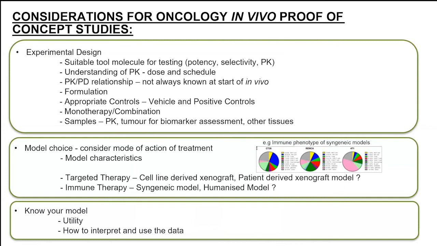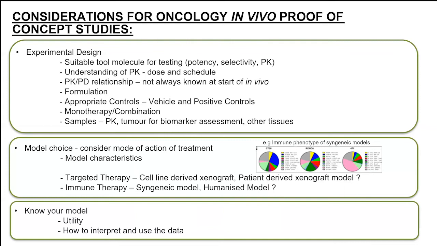Formulation, you want to have a stable formulation for chronic dosing. You want to start to think about controls, what vehicles you need to include, and then positive controls. Do you want to look at your agent against standard of care in a particular disease type within oncology? And also monotherapy or combination. Is your agent going to go into the clinic as a monotherapy, or will it be dosed in combination? That's something you really need to start thinking about early on.